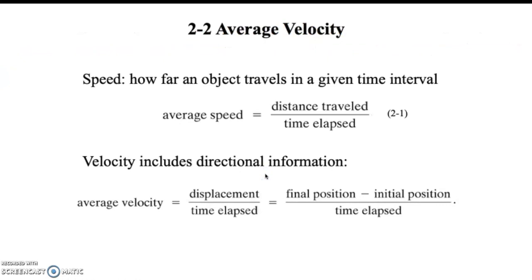Average velocity. Speed is how far an object travels in a given time interval. So speed is distance traveled over the time that goes by. Since distance is a scalar, speed is a scalar. There's no direction, no positive or negative number associated with speed. Velocity includes directional information, and that's displacement over time. So it's final position minus initial position over time. Velocity can be negative because negative will show us direction. So positive and negative velocity means the direction we're traveling. Speed is a scalar, does not have a direction. Velocity is a vector.